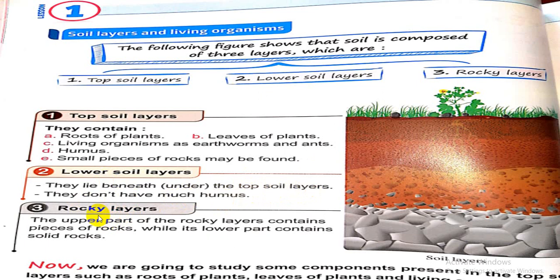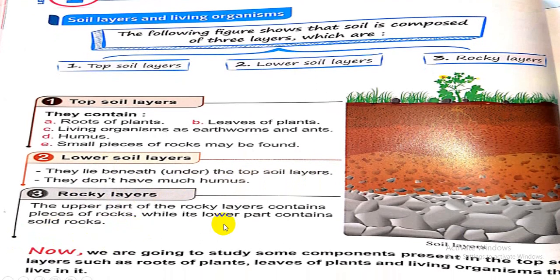Number three, the third layer is called rocky layers. Rocky layers, the upper part of it contains pieces of rocks, while its lower part contains solid rocks. Okay, we will talk about just one layer. The first one, top soil layer.